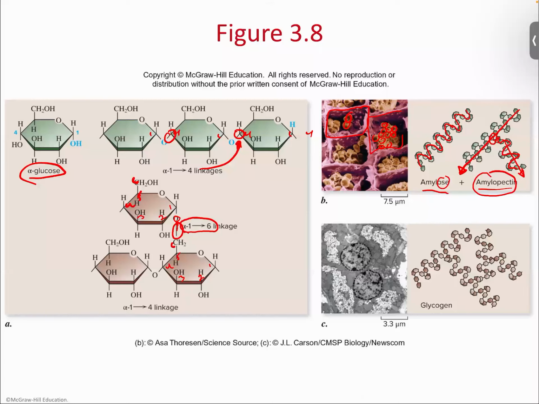Now, generally speaking, plants don't do a lot of branching, and they don't have to, right? Because if they lay down these long coils of starch, they can basically take some of these empty cells here and just fill those up with starch.